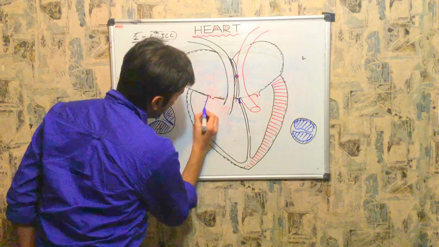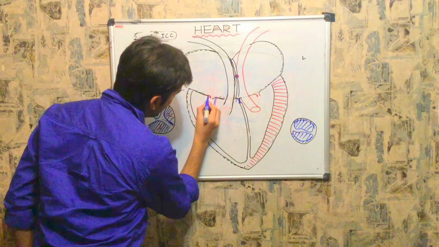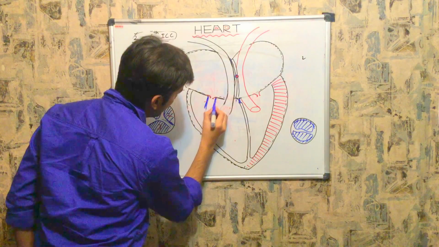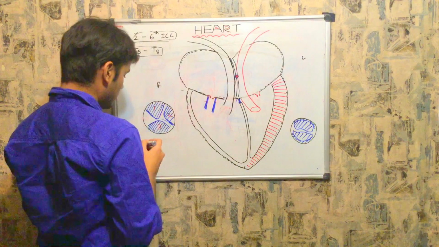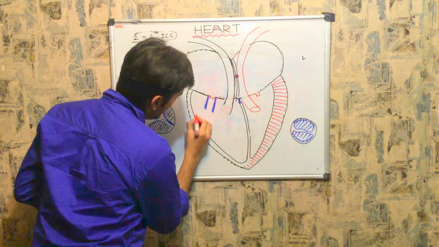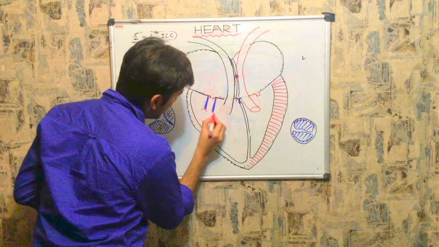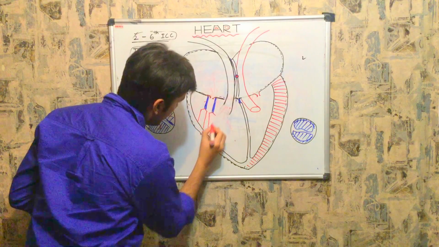So these are your chorda tendinae. These chorda tendinae are attached to these walls and in turn are attached to your pyramid shaped muscles. These pyramid shaped muscles are called your papillary muscles.